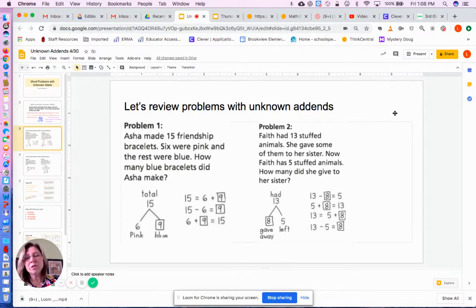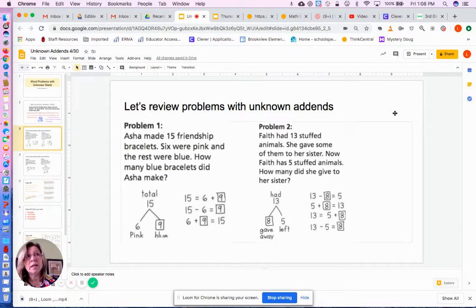Well, third graders, if you look at a math mountain, 15 is our total. One of our add-ins is 6, that's the pink bracelets. The other add-in, we don't know, but we know that it's blue. And so there's a box there. Now, 15 equals 6 plus something. How do we solve that? 15 minus 6 equals, and the answer is 9. And you can also see the related addition problem because addition and subtraction are inverse operations.